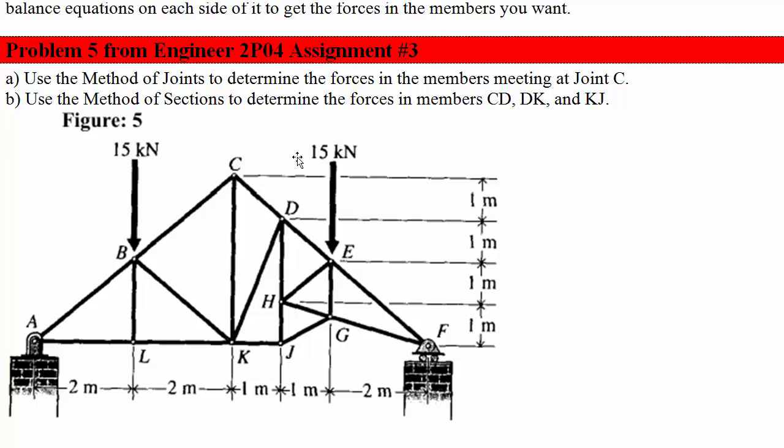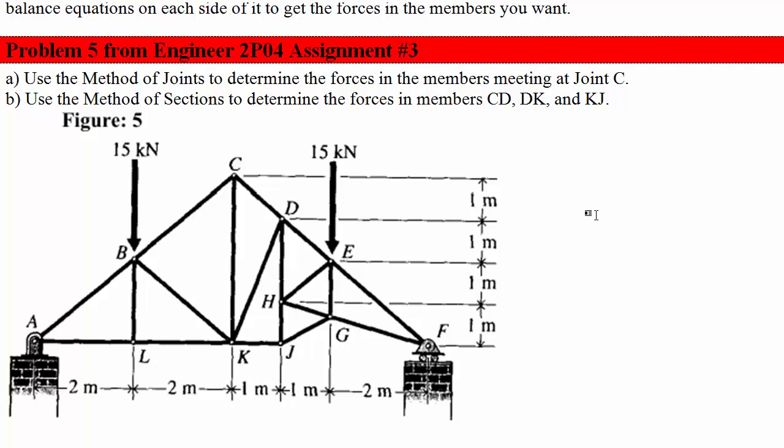Okay, so you can actually make one section that goes through all three of those members, and that's this section right here. So there's KJ, there's DK, and CD right there. So if you were to section the truss vertically from where the mouse cursor is there, you'd get all the members that you're interested in. Then in the solution, we're going to look at the left-hand side of that. You could do the right-hand side and say that that's in static equilibrium, or the left-hand side. We're going to do the left-hand side, so give that a shot. Also try the method of joints for part A.